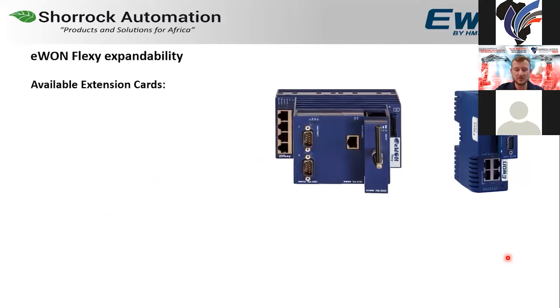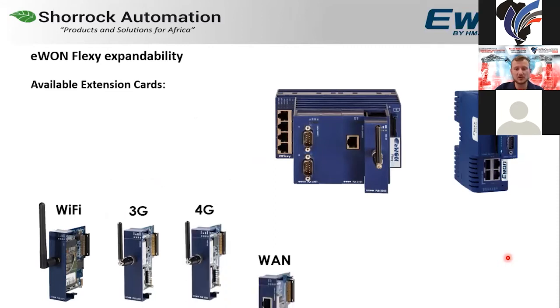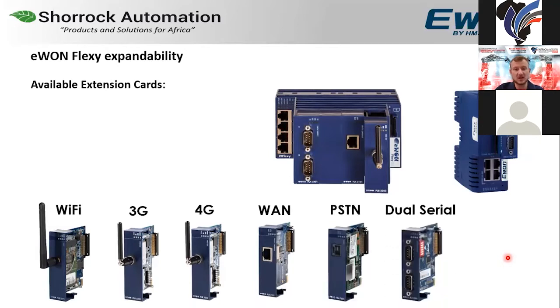In terms of the available extension cards, we have firstly a Wi-Fi card, a 3G card, a 4G card, so meaning for SIM card support. Then WAN in terms of plant internet if required on a Flexi 201 to 203 model, or PSTN dial-up card if required, a dual serial card. So if you would like to add serial communication to a 205, you could perhaps consider such a card, as well as a USB card.